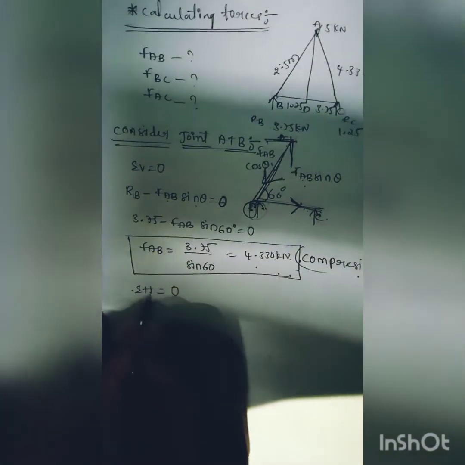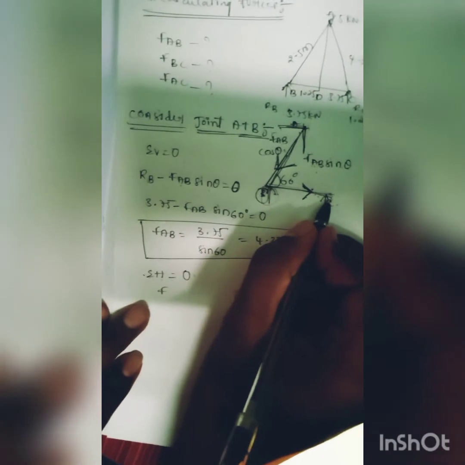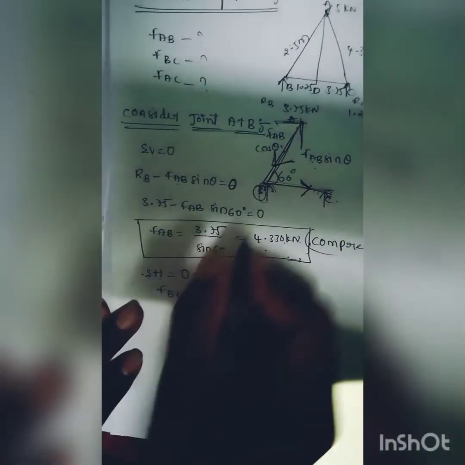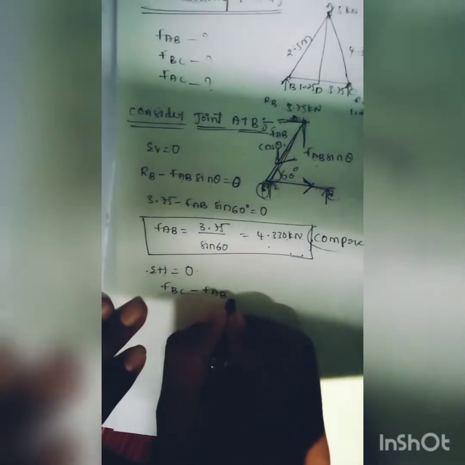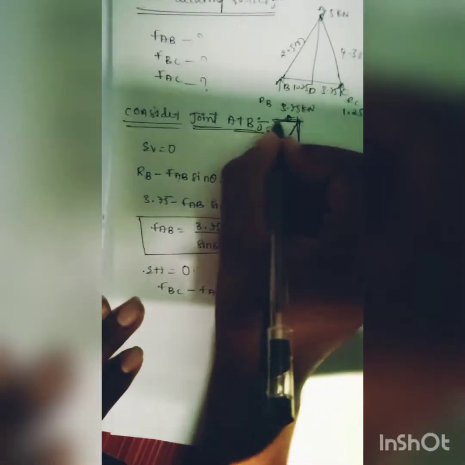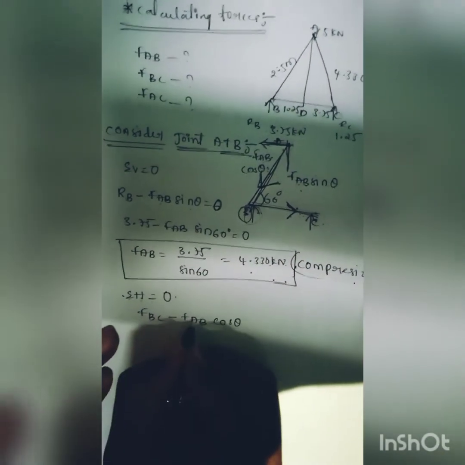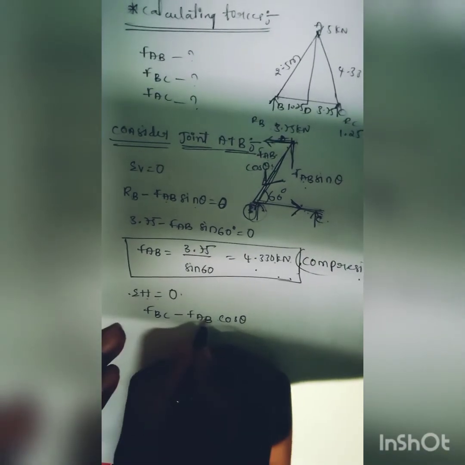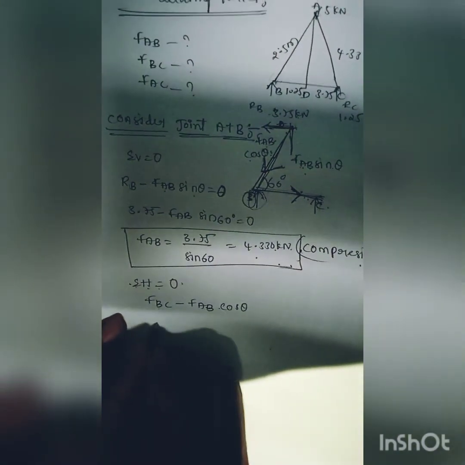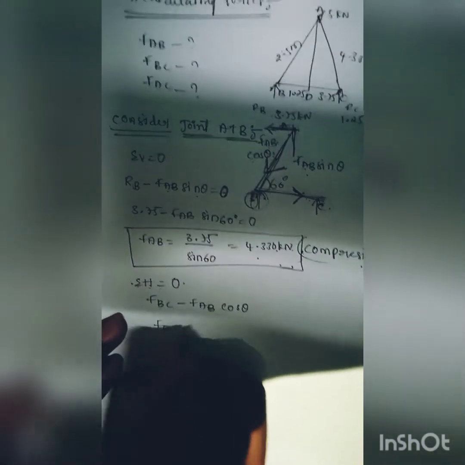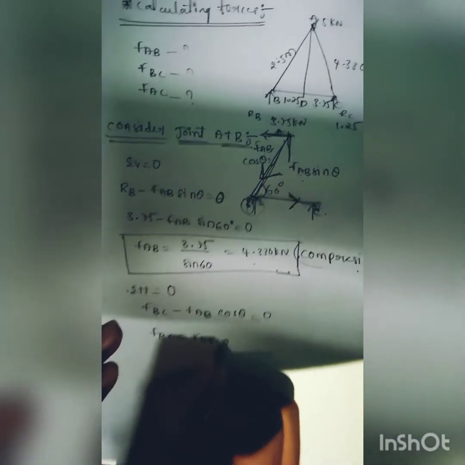Sum of horizontal forces equals 0. The horizontal force here is f of BC minus, and at A it is f of AB cos theta, which is also a horizontal force. Here we are going to calculate f of BC. So f of BC minus f of AB cos theta equals 0.